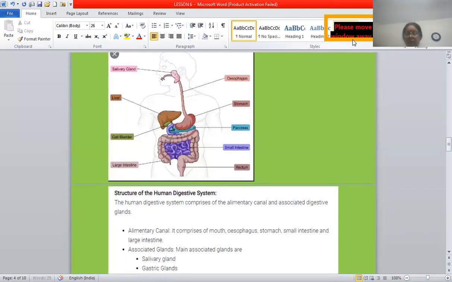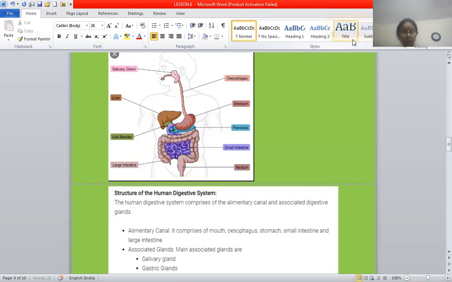We have a digestive system consisting of an alimentary canal and some glands associated with it. Alimentary canal and its associated glands. And what are these associated glands? These glands are the salivary glands, liver, and pancreas.